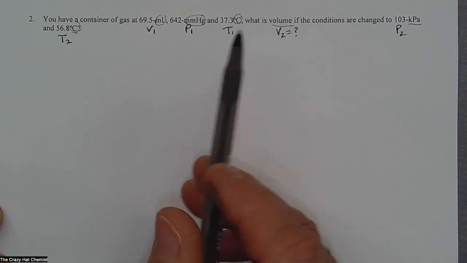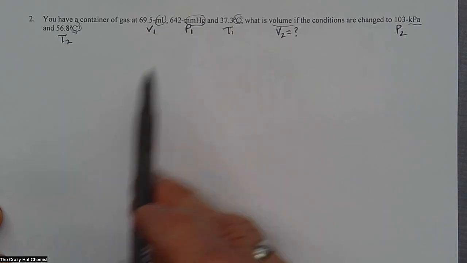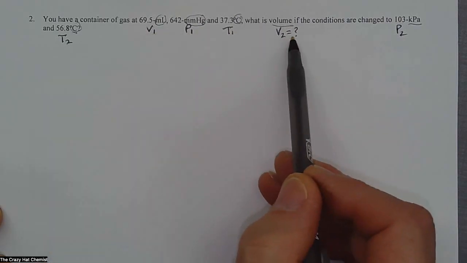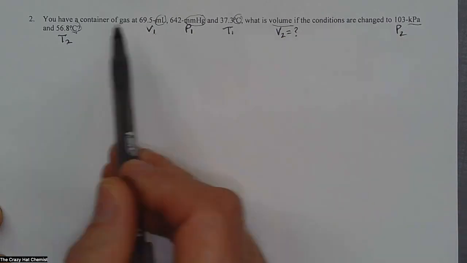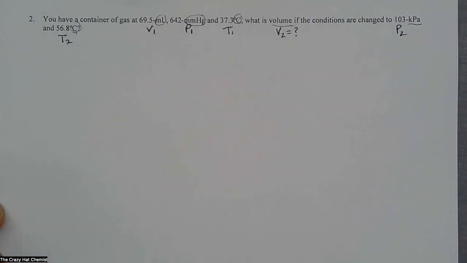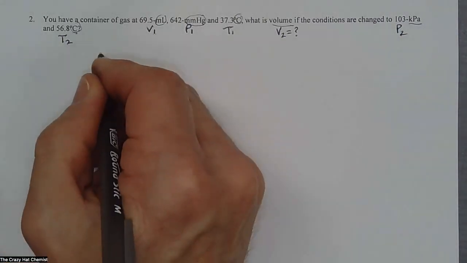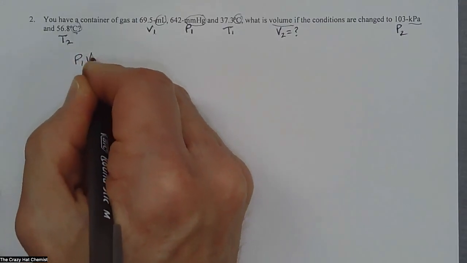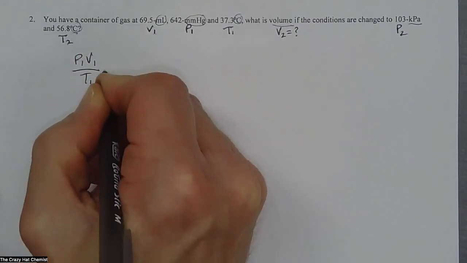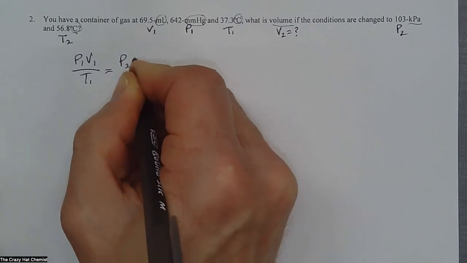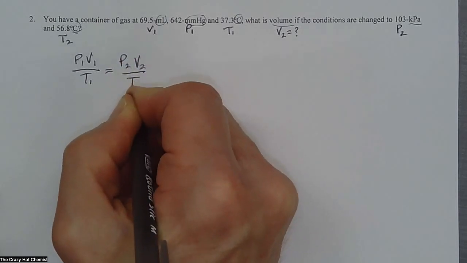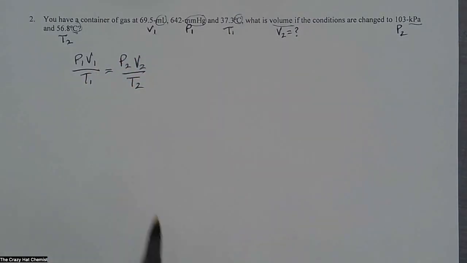This problem here has volume, pressure, and temperature, and I'm solving for a volume, and there's another pressure and a temperature. So this is actually using the general or the combined gas law. So let's write that down here. And so that's going to be P1 V1 over T1 is equal to P2 V2 over T2. So I'm actually plugging into the combined or general gas law.